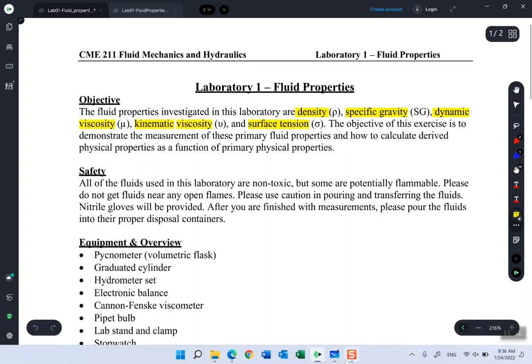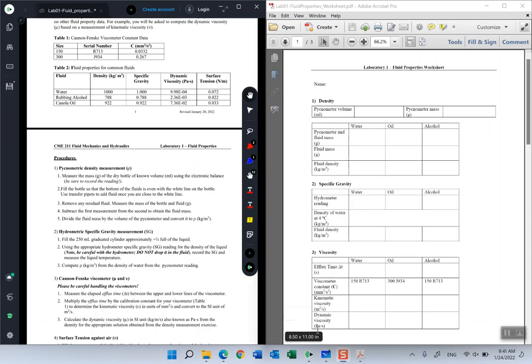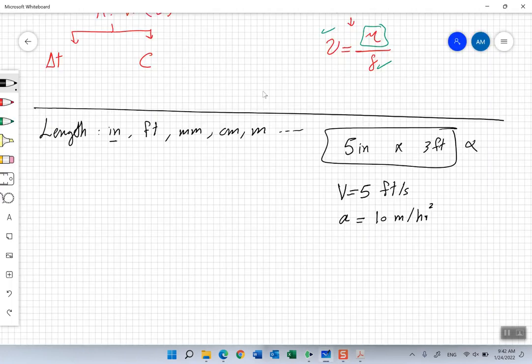Great, so after getting the mass of the pycnometer, the volume of the pycnometer is already known, 25. We got the mass of the pycnometer and the fluid. We subtracted these values to get the fluid mass. After doing that, we can easily calculate the fluid density. But there is something to consider here regarding the units issue. Let me show something to you.